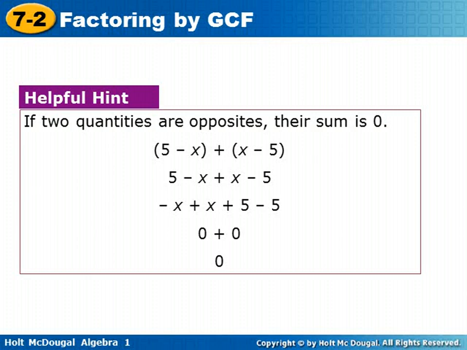A helpful hint: if two quantities are opposites, their sum is 0. So 5 minus x plus x minus 5: the negative x and the positive x become 0, cancel out, and the positive 5 and the negative 5 also become 0. So your sum would be 0.